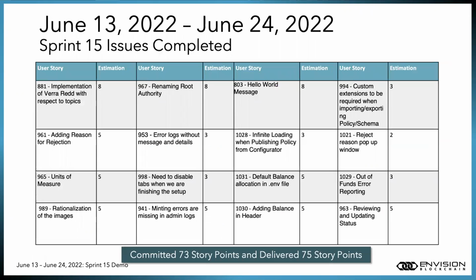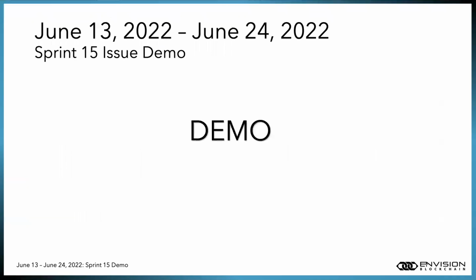So just an overview about what we covered in Sprint 15. In Sprint 15, we committed to 73 story points, and then we delivered 75 story points. These story points include 961, 965, 989, 967, 803, and it also includes some of the bugs which were reported by the community, which are 941, 1029, 1021, and so on.